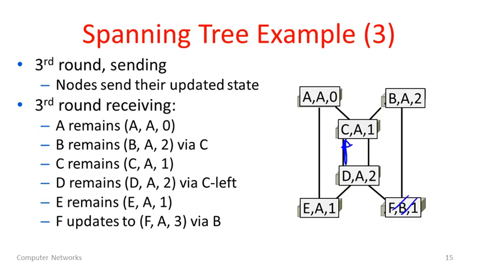E stays the same. F, however, is going to update. F is going to hear that there is a better route because B sent this message out saying, oh, I'm B, and there's this route A, I'm 2 hops from it. D actually will also send a message out. And F will update its state to be F, A, 3. Okay. Well, I think we've finished now.